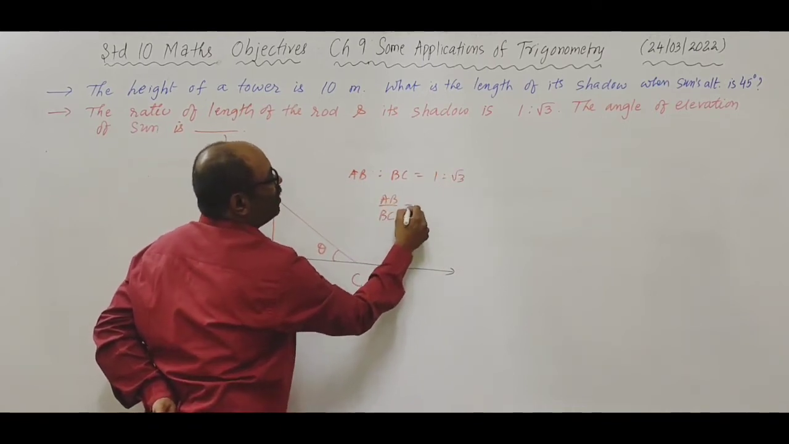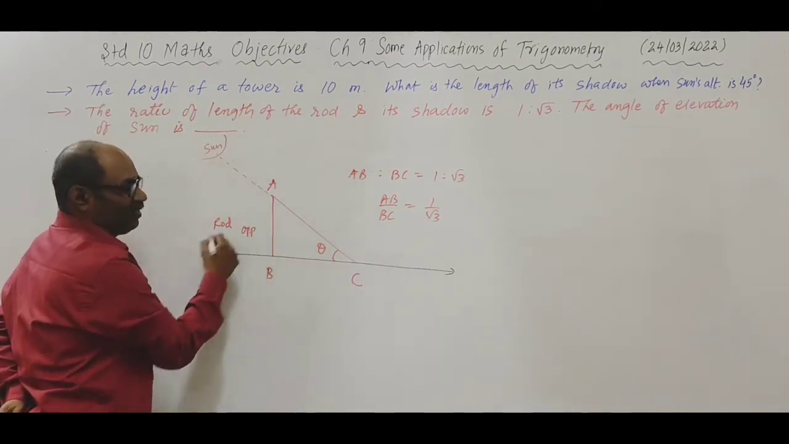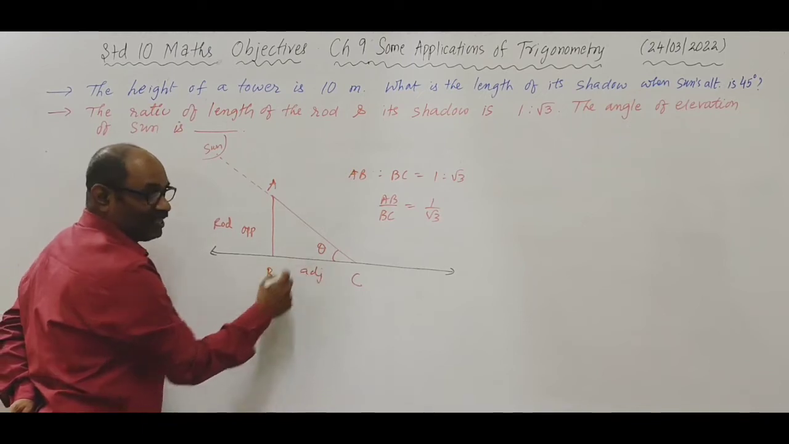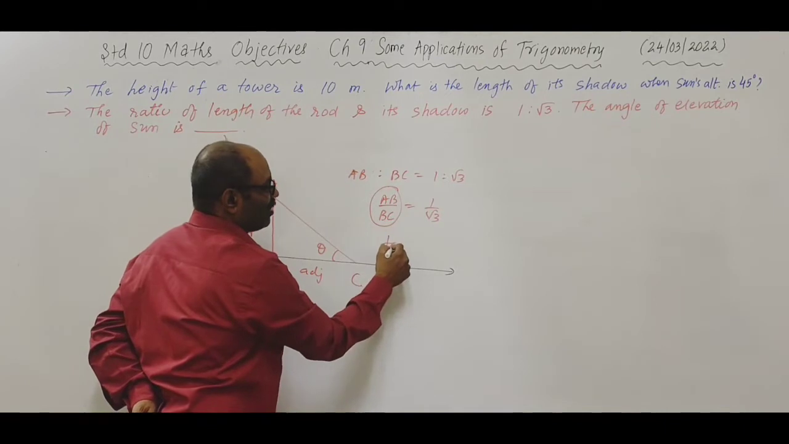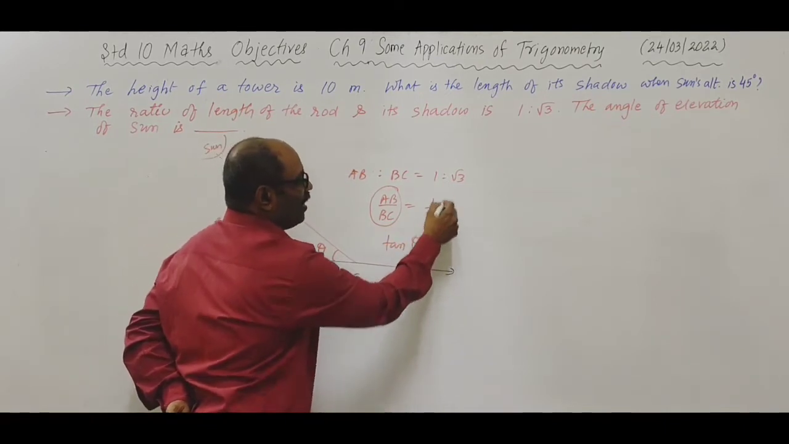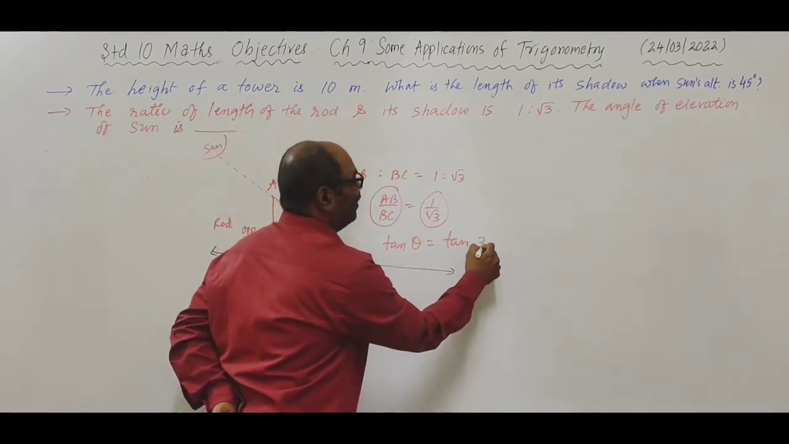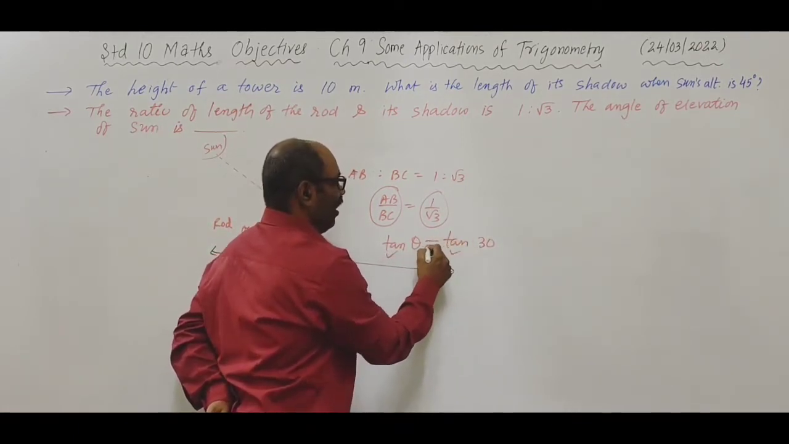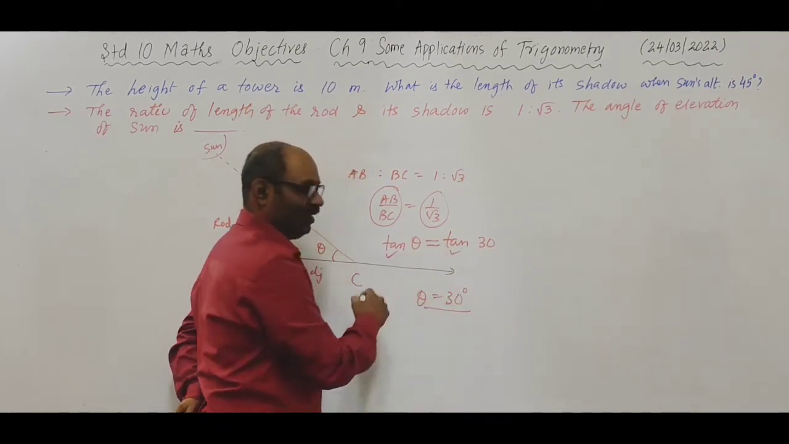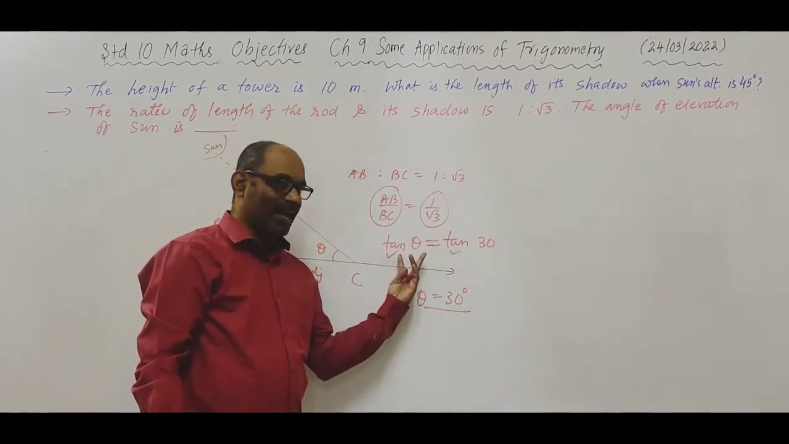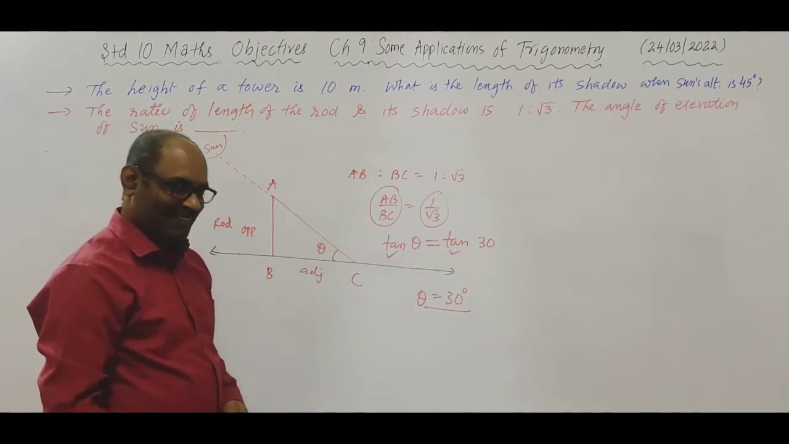That is, AB upon BC is equal to 1 upon √3. With respect to theta, AB is the opposite and BC is the adjacent. Then what is opposite upon adjacent? Yes. So this is going to be tan theta, and that is 1 upon √3. Very good. That is tan 30. Both are equal, so the angles have to be equal. So theta is equal to 30. Only when both angles are equal will tan equal tan. So in this case theta is 30.